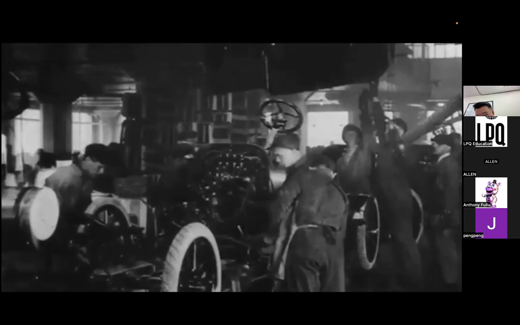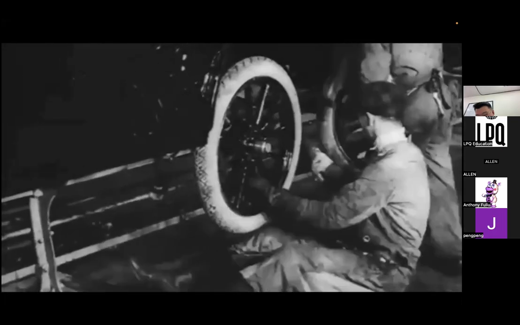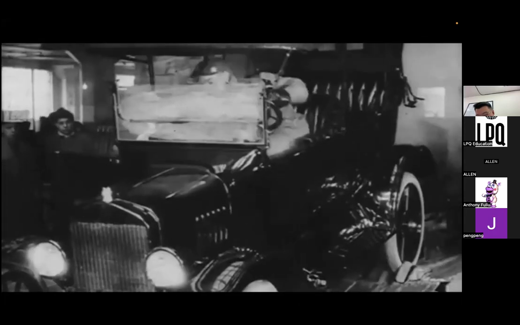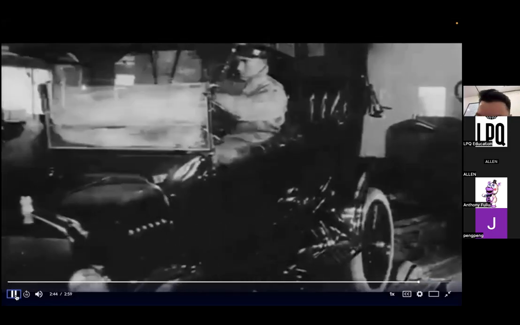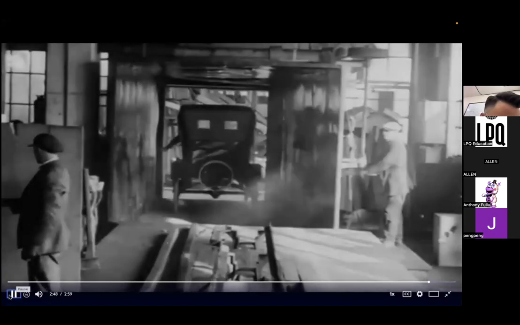Under the old stationary system, the record time for assembling a car had been 12 hours and 13 minutes. Using the assembly line process, it took 1 hour and 33 minutes. By the fall of 1913, Ford had established the first automobile assembly line in the world.